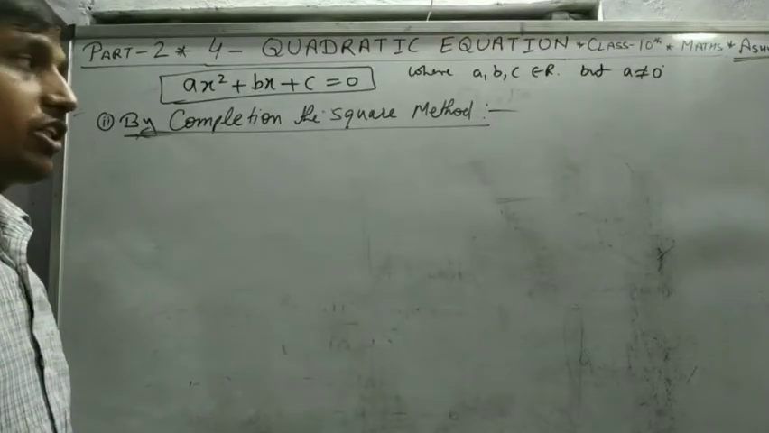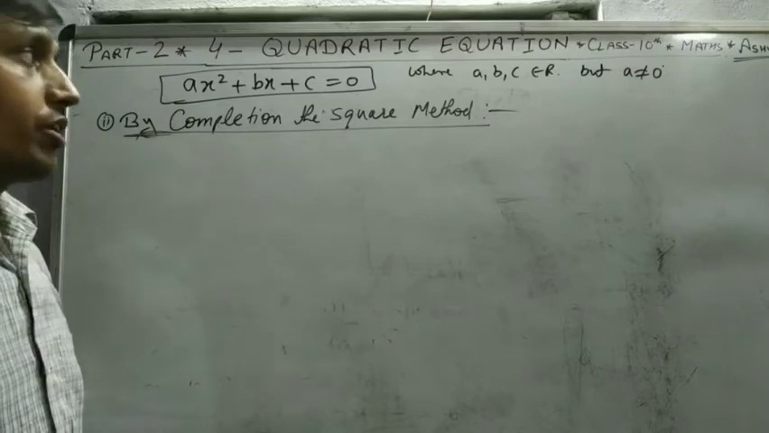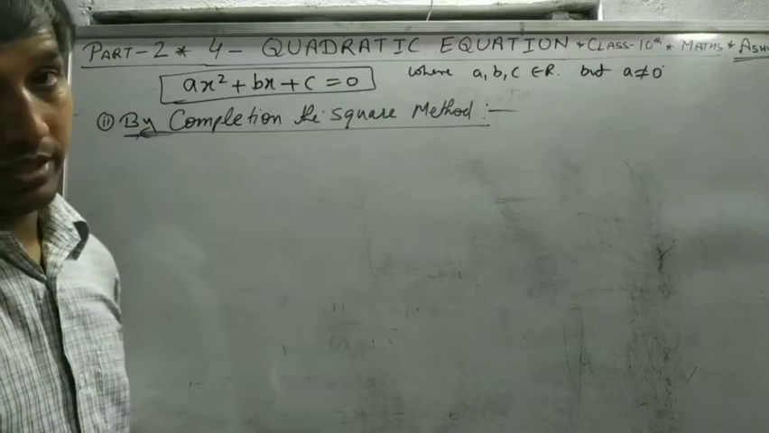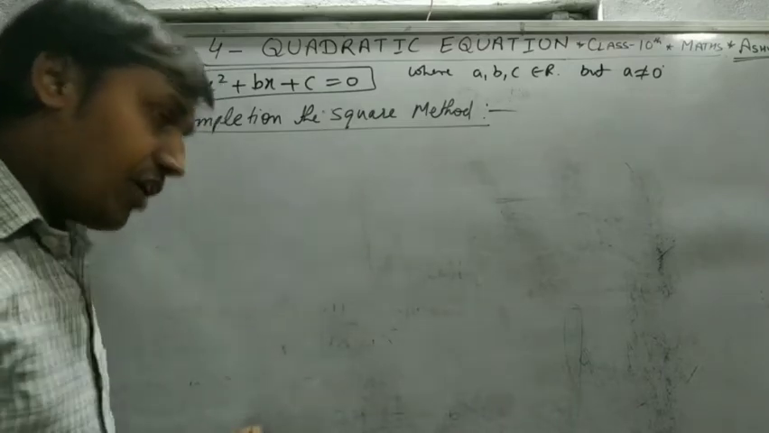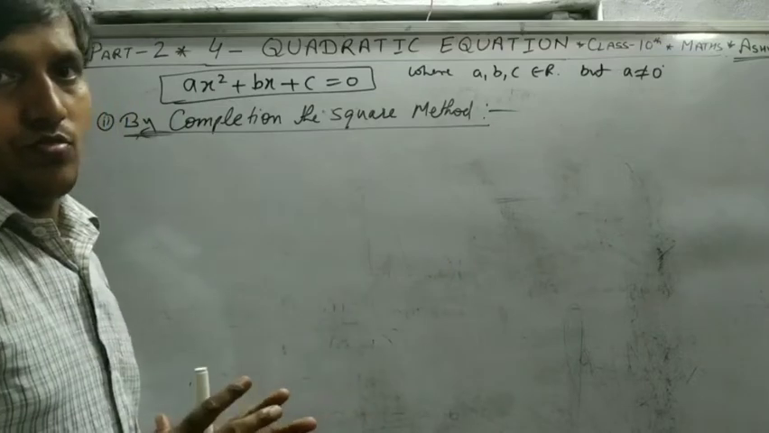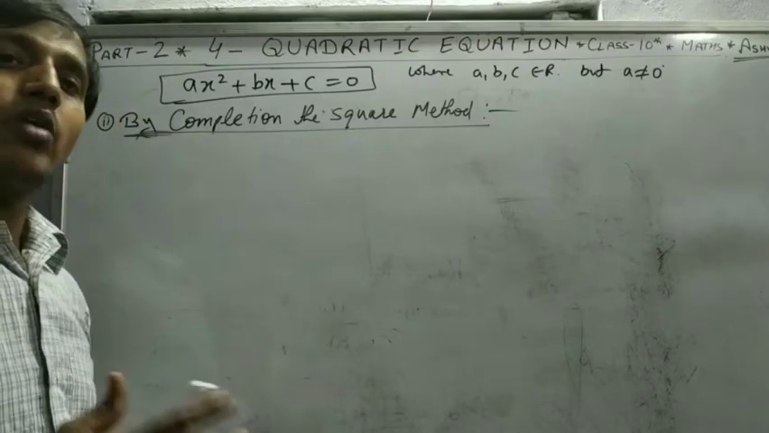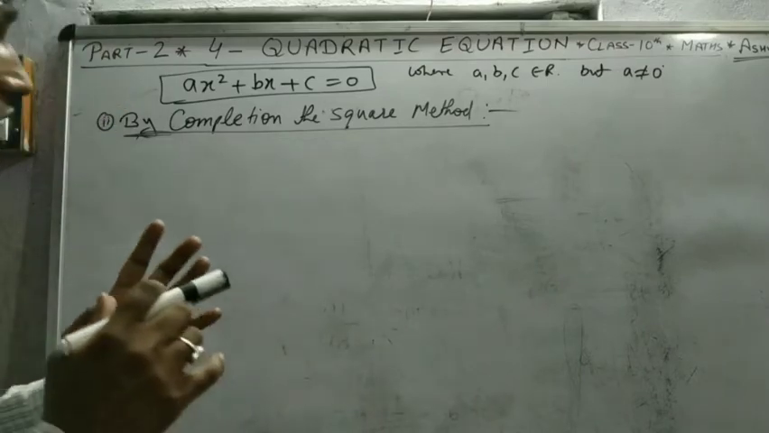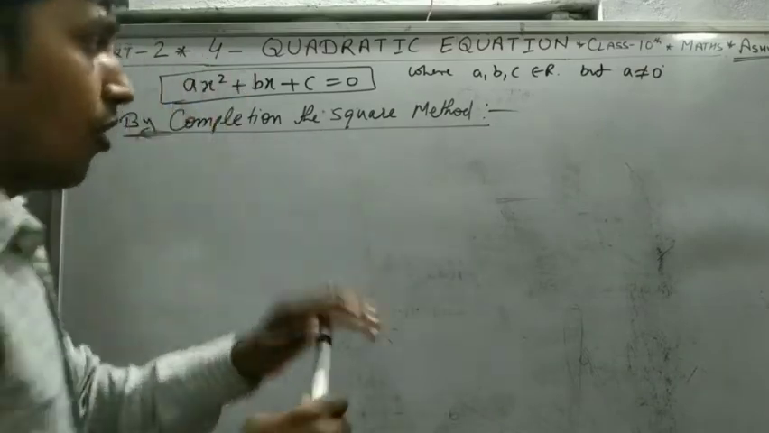Let's take the second method for solving quadratic equations, that is the completing the square method. Completing the square means we want to convert the given equation into perfect square form, and for this we have to keep two formulas in mind.